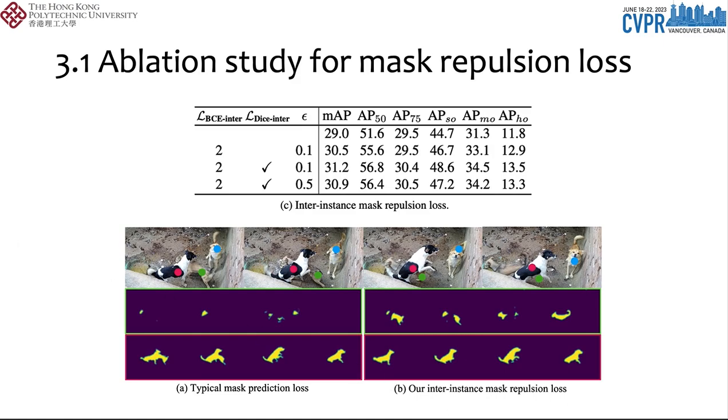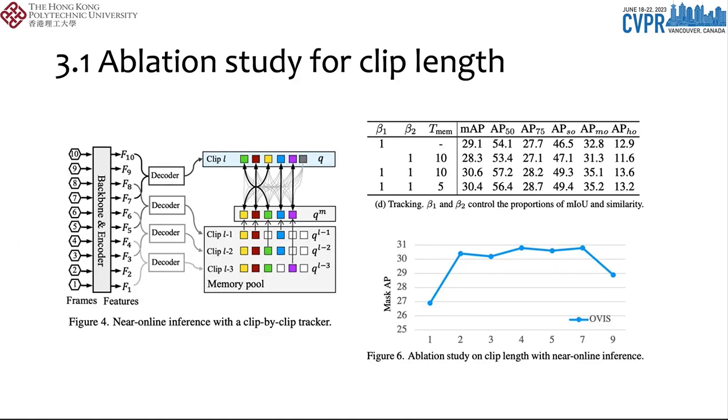We explore the VIS results by varying the clip length. The mask AP fluctuates between 30.0% and 31% from 2-frame clips to 7-frame clips.